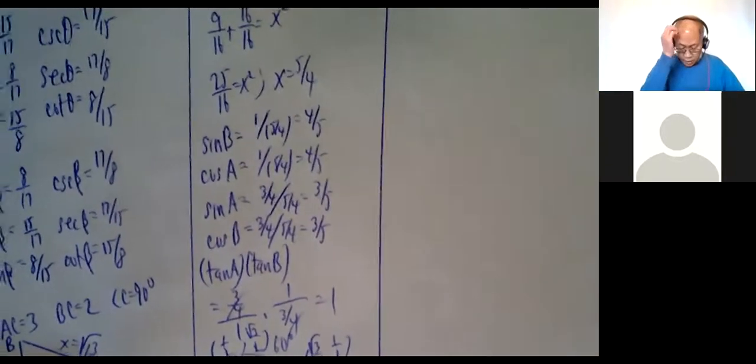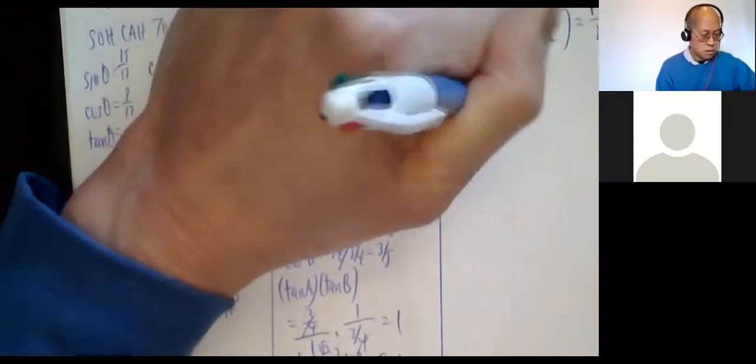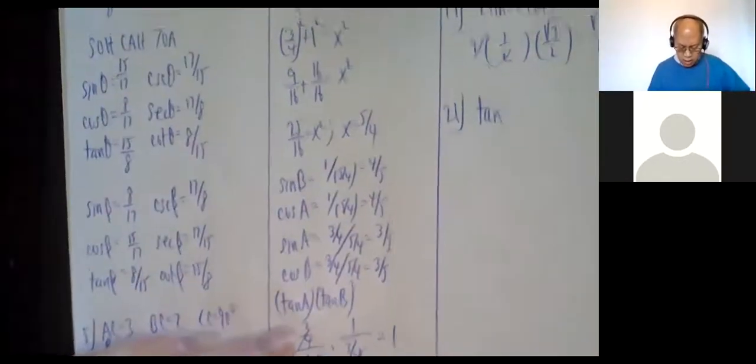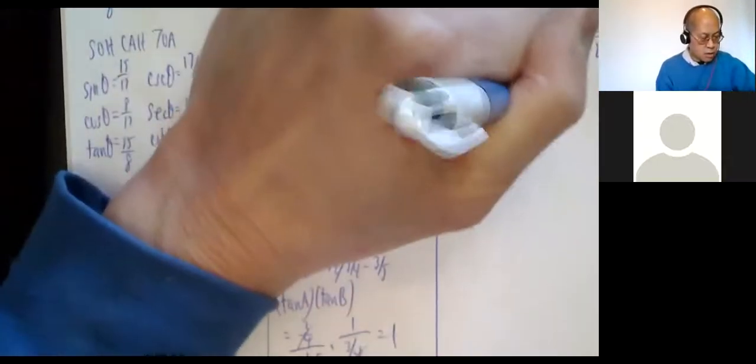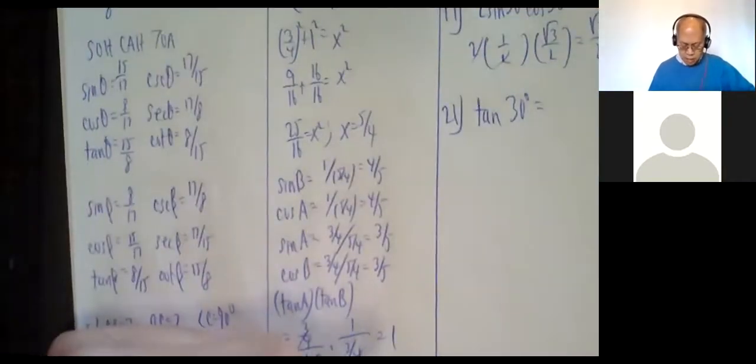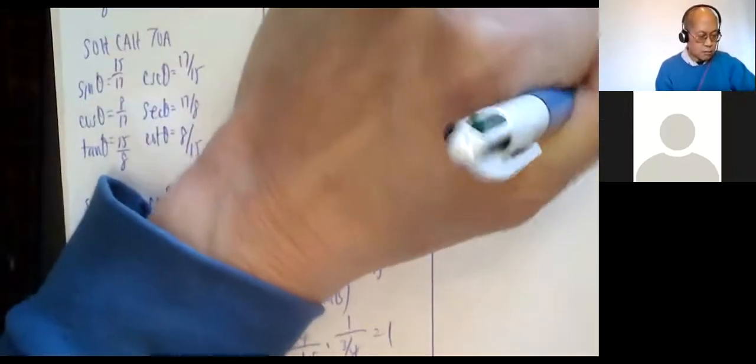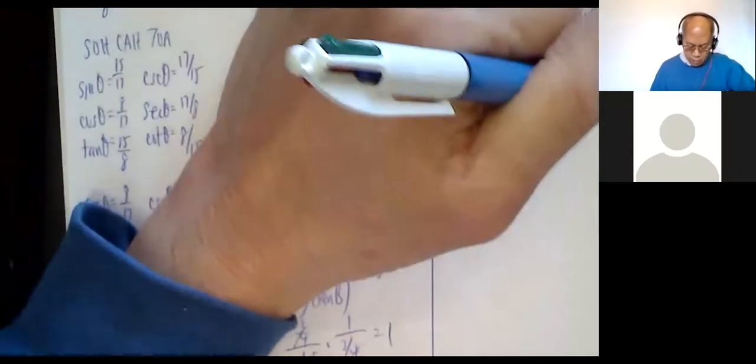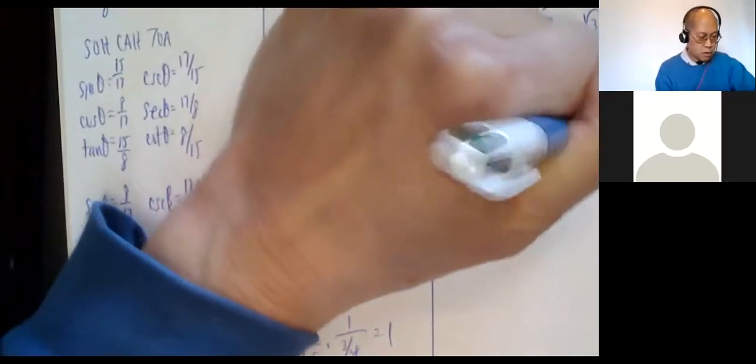And then let's see, one more like that. It's 21. It's a little bit harder. It says tangent 30 degrees equals sine of 60 degrees divided by 1 plus cosine 60 degrees.